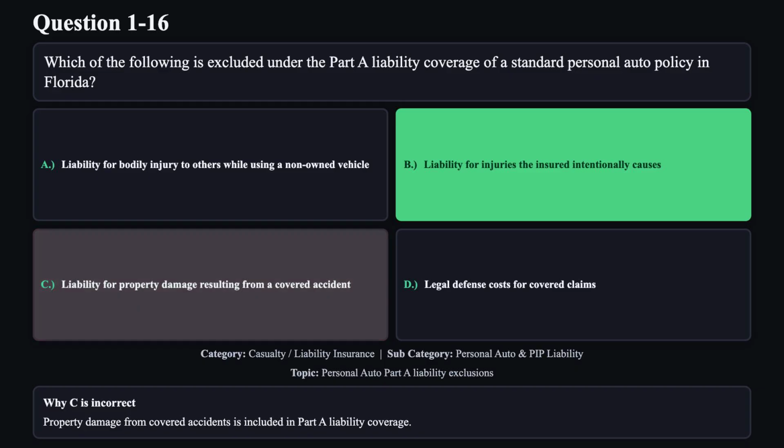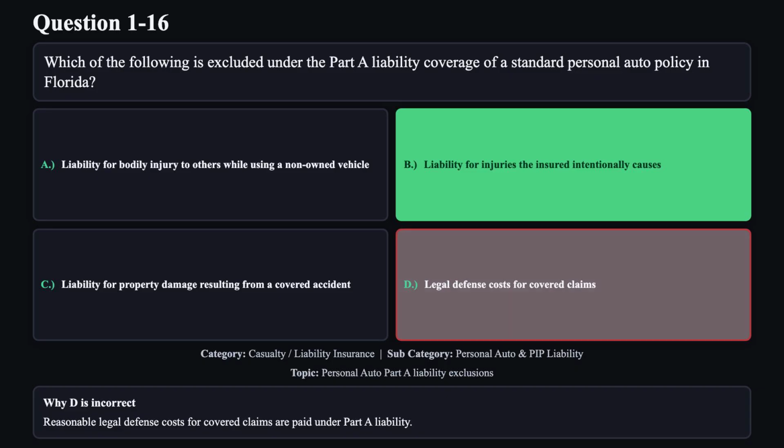Reason C is not correct. Property damage from covered accidents is included in Part A liability coverage. Reason D is not correct. Reasonable legal defense costs for covered claims are paid under Part A liability.